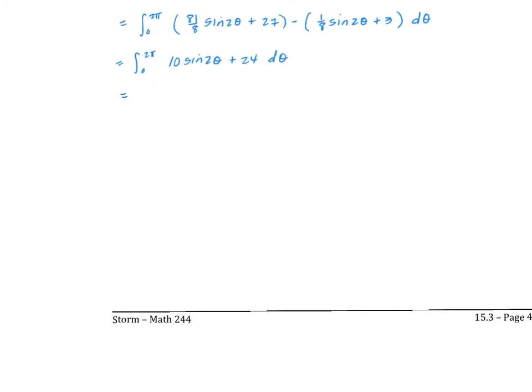The antiderivative of sine of 2 theta is negative cosine 2 theta over 2, so this becomes negative 5 cosine of 2 theta plus 24 theta, evaluated from 0 to 2 pi. Plugging in 2 pi for theta, I have negative 5 plus 48 pi, and then minus, putting in 0 for theta, minus negative 5. So the negative 5s will cancel out, and we end up with 48 pi.